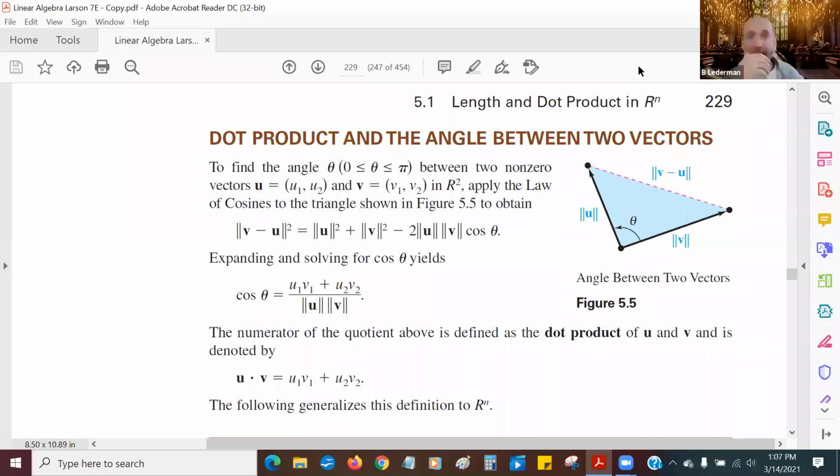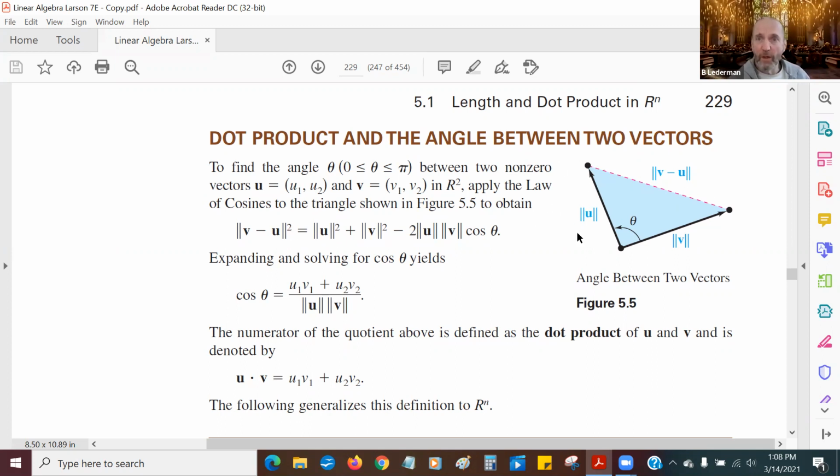Now we're going to define a new concept called the dot product. And so here we go. Let's start by looking at R2. R2 is just a regular old plane. And we have a vector u, a vector v. That vector up there is the vector v minus u. And I would say that magnitude is the norm of v minus u.